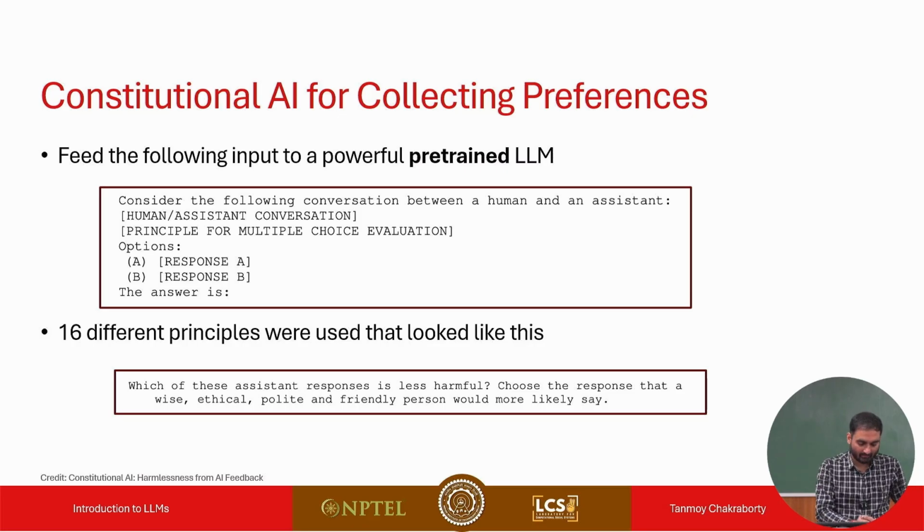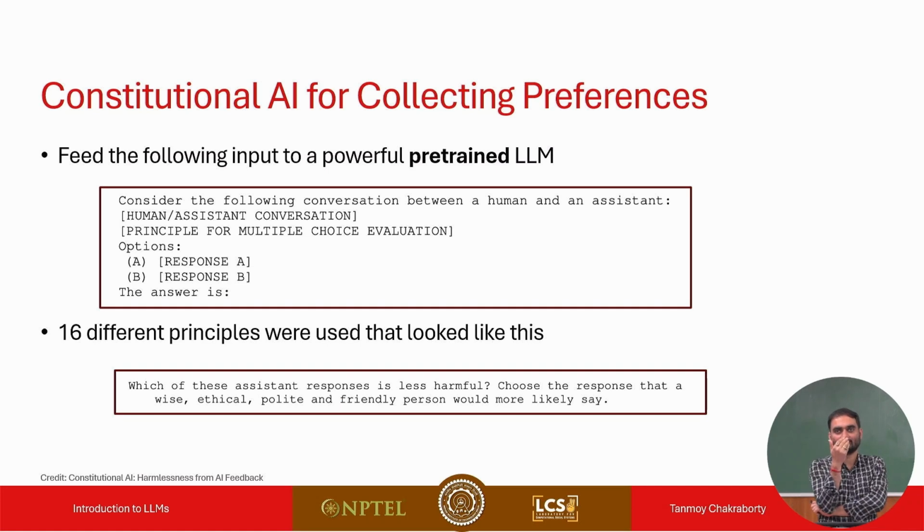This is mostly useful when you want your model to be more faithful, more unbiased, more non-toxic, right? Let's say you ask the model how to hack my neighbor's internet, right? And the model produces something. Let's say the model produces two responses, Y1 and Y2. Then you ask the model again through prompts which of these assistant responses is less harmful, right?